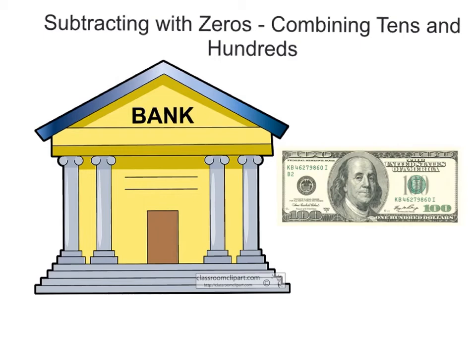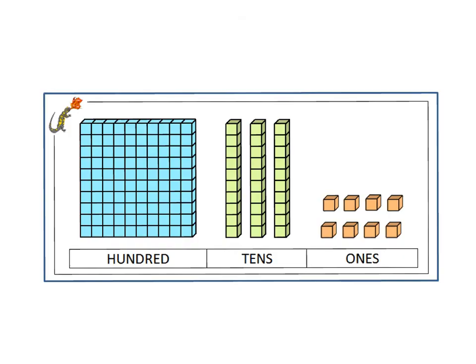Today we are going to look at a different way to subtract with zeros, and we're going to combine our tens and hundreds. So really what we're going to do is pretend like we went to the bank and there are no hundreds left. The bank only has tens and ones. Taking a look at our hundreds, tens, and ones, we are not going to be able to use hundreds today. We're only going to be able to use tens.